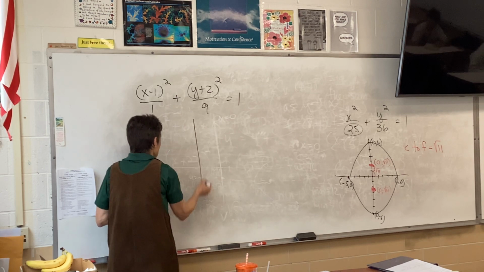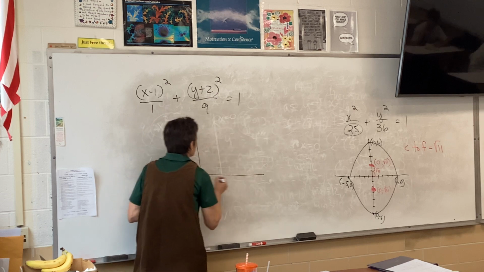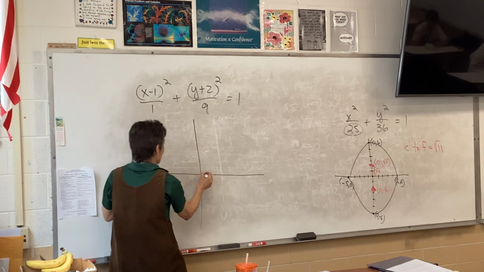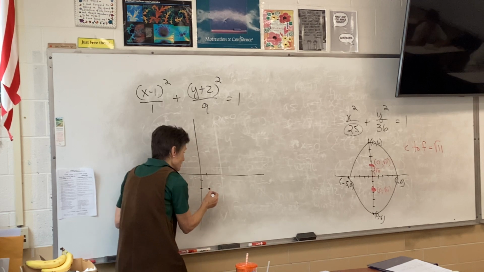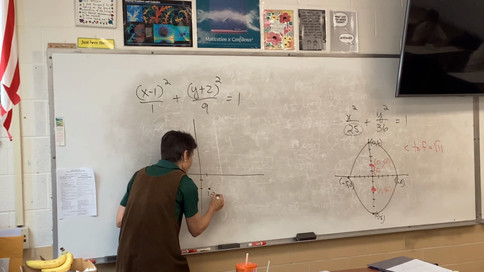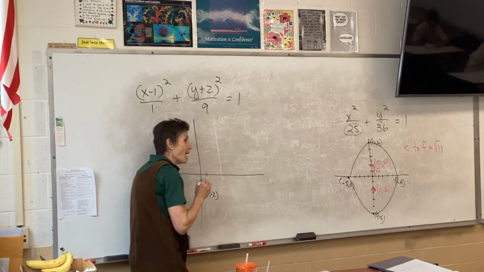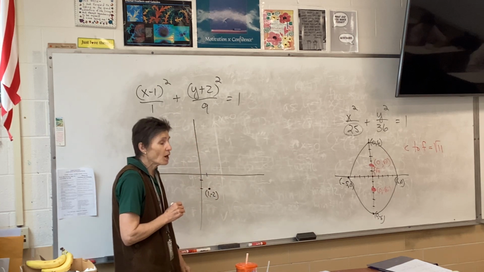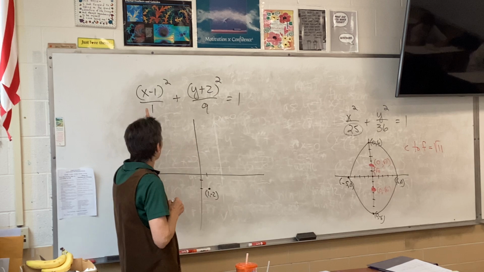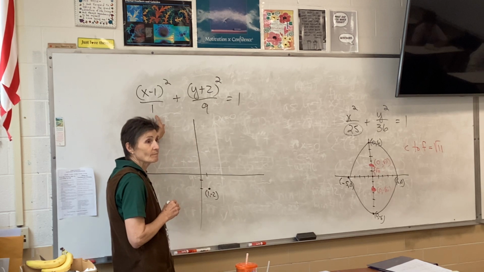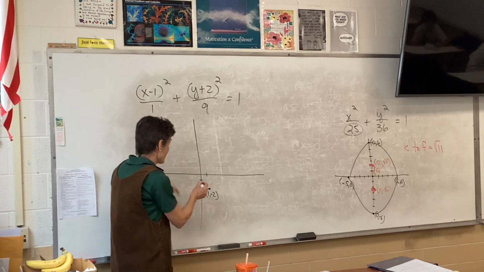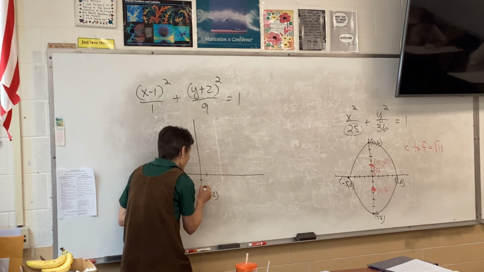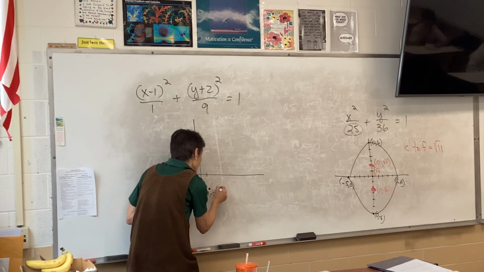Where is my center this time? 1, negative 2. So everything starts at 1, negative 2. Use your graph, you guys. Just count. What does that 1 tell me? I'm going to go sideways 1. The square root of 1 is 1. So I'm going to start right here at this point and move this way 1 and this way 1.